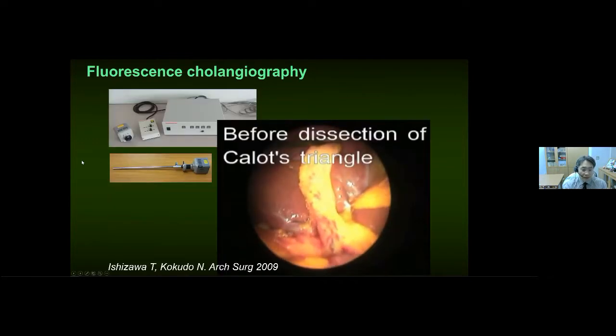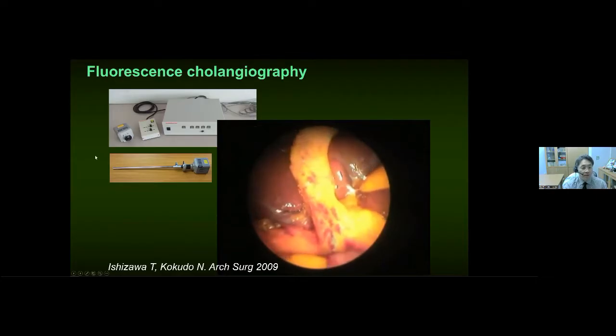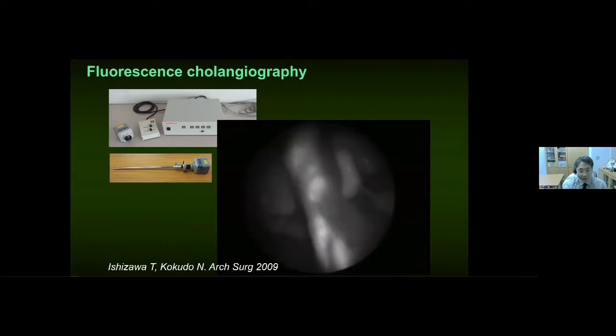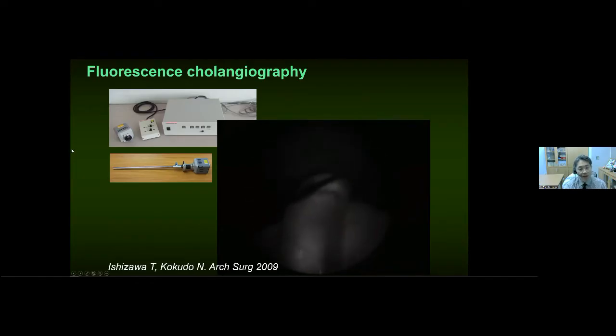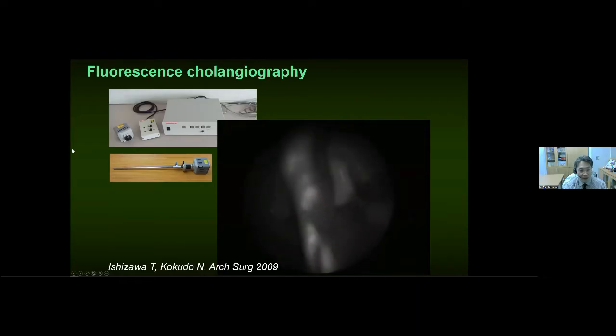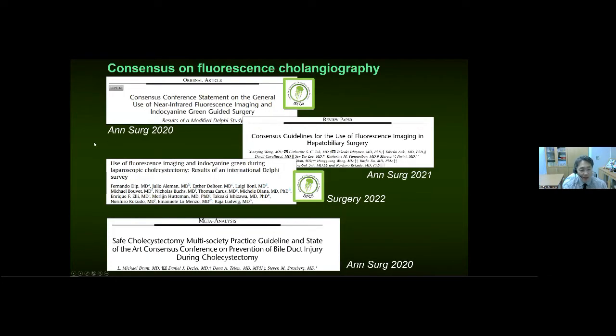And I thought that the best indication of fluorescence cholangiography would be lap chole, because the conventional radiographic cholangiography exposes patients and surgeons to radiation. This would be the world's first case of lap chole with the use of ICG fluorescence imaging, published in 2009. And recently, we can see a lot of consensus guidelines about the use of ICG fluorescence cholangiography in the setting of lap chole.